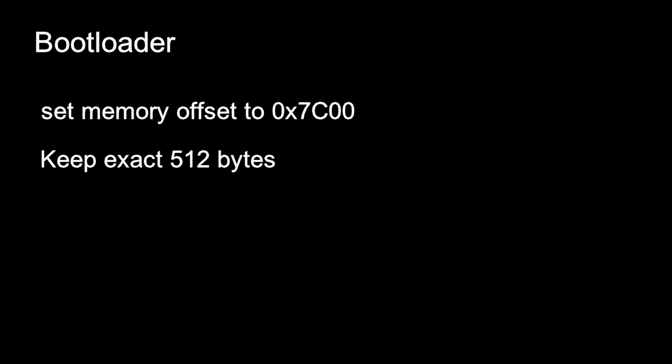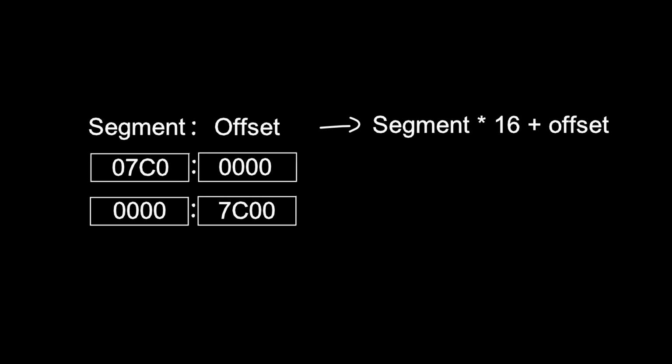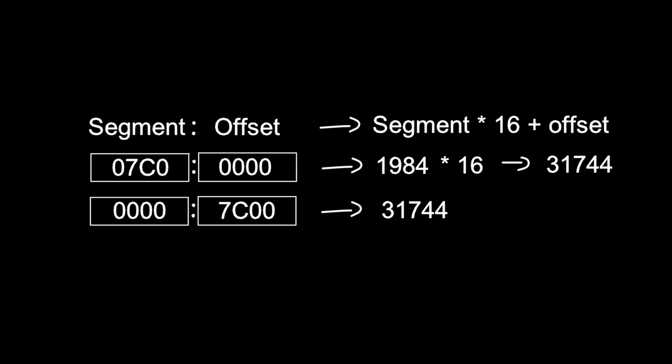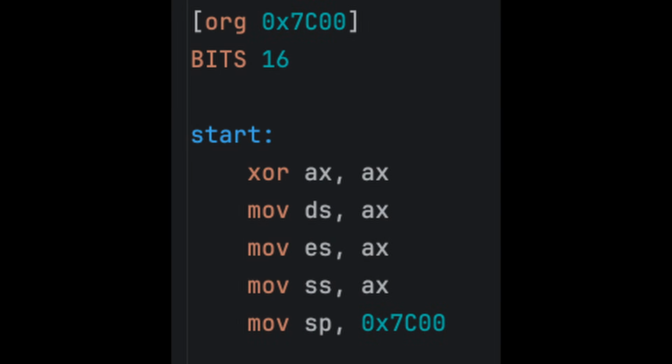Keep exactly 512 bytes. Keep magic AA55 at the very end. Create 16-bit code. The PC boots our code in what we call real mode. We choose segment offset addressing, which can be converted into a linear address by a simple calculation: segment times 16 plus offset. Yes, this way different segment offset addresses can point to the same linear address. This code sets the offset to 7C00, so all addressing in our code will have this shift. We also set the code to use the 16-bit version.